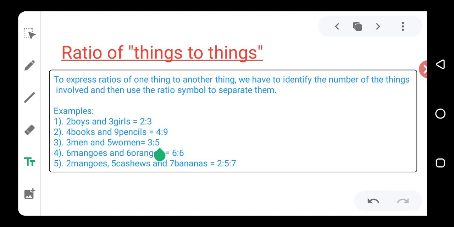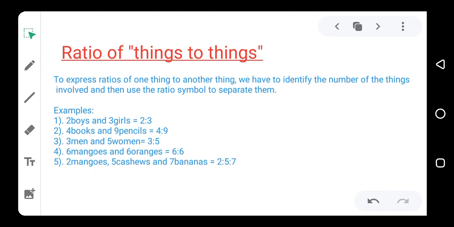This one, we write 2, we put the ratio symbol, we write 5, which represents the cashews. Then we put the ratio symbol and now we put 7. So this is how to write the ratio of tens to tens. We are comparing each of them individually, one thing to another thing individually.